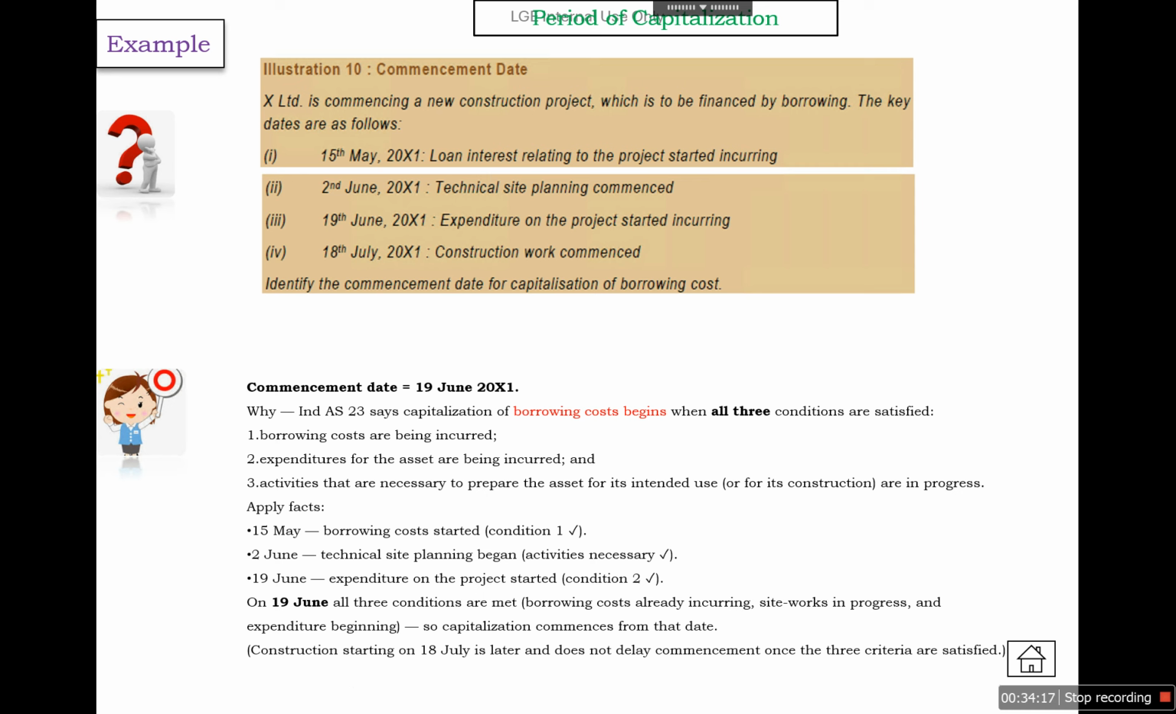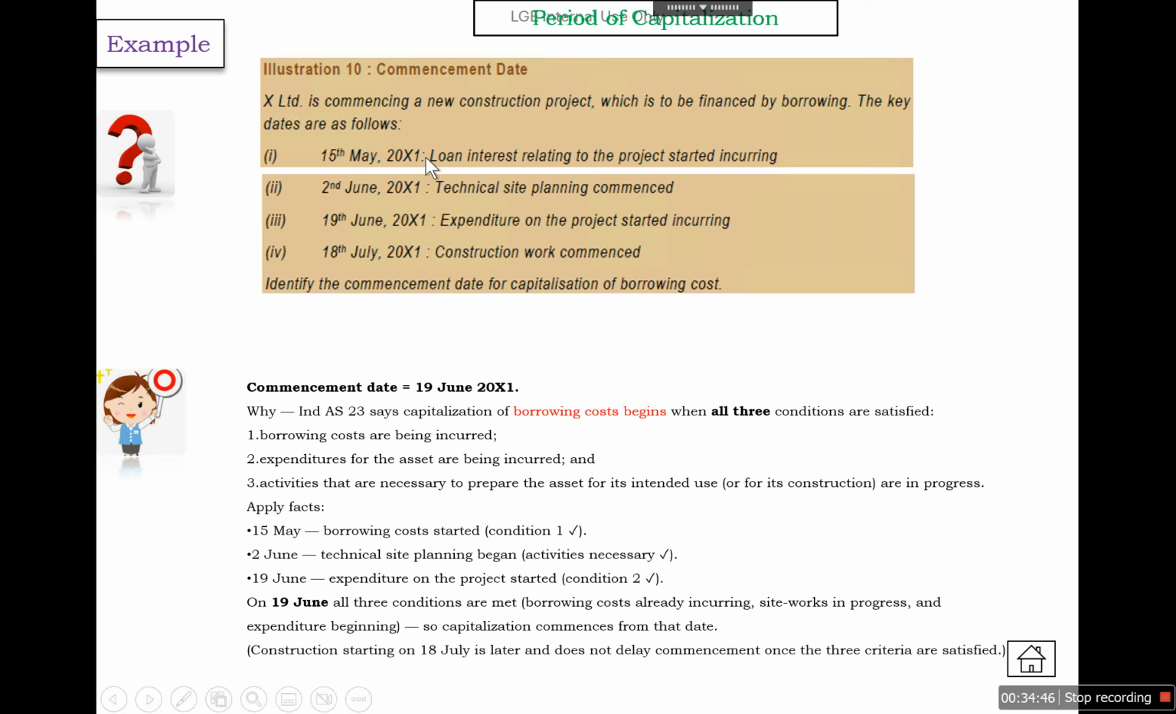So there were three conditions to start the capitalization: that money is being spent on the qualifying asset, borrowing cost started, and construction activity is activated. So on 15th May, only the second condition is fulfilled, that borrowing cost has started accruing. There is no money spent on the qualifying asset and no construction activity or production activity has been started.